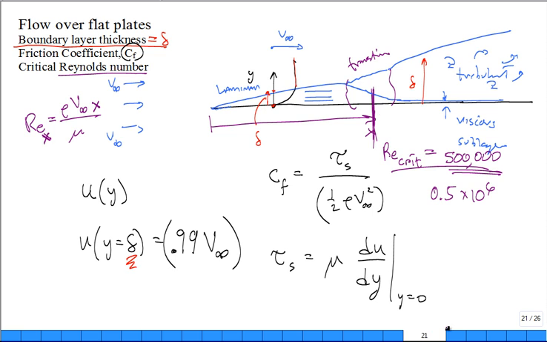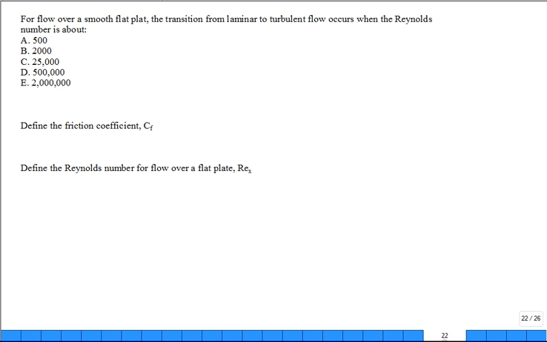I think we're going to be close to being out of time. For flow over a smooth flat plate, the transition from laminar to turbulent occurs when the Reynolds number is about... You have very good short-term memory recall. What is the friction coefficient C sub F defined as?